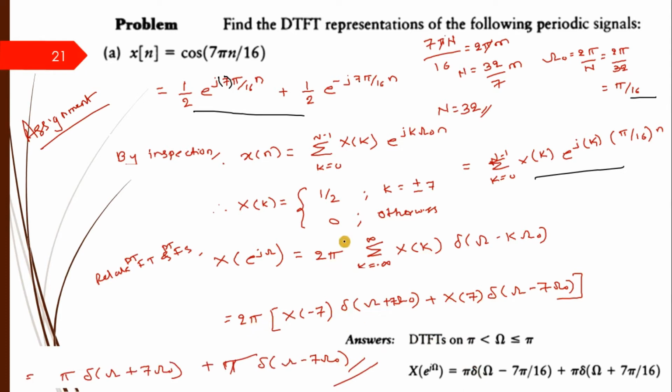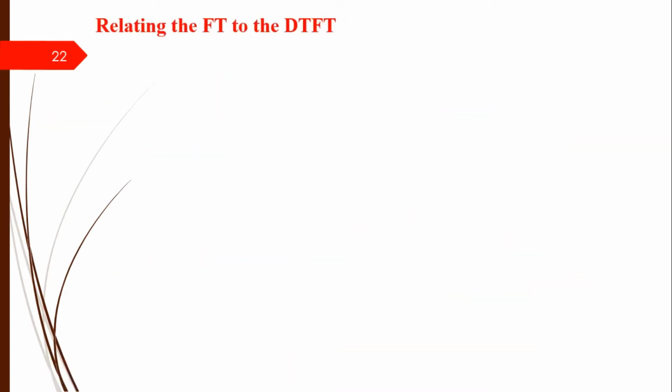So here is a pi, 1 by 2 here, and the 1 by 2 and 2 cancel, so pi is left. Pi delta of omega minus 7 pi by 16, where omega naught is replaced by pi by 16. Plus pi delta of omega plus 7 pi by 16, where omega naught is nothing but pi by 16. So this is the answer for the assignment that was asked in the previous class.